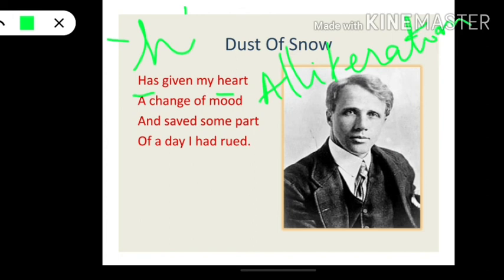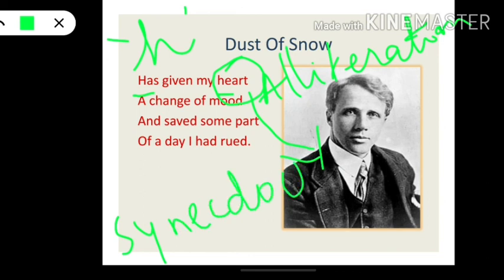Then synecdoche. Synecdoche means when a part represents the whole or a whole is representing a part. Such a device is called a synecdoche. Here you know that heart is a part of our body, and this part is actually representing the whole person, the poet himself. So here this device is called a synecdoche. Okay, when a part is representing the whole, that is called a synecdoche.